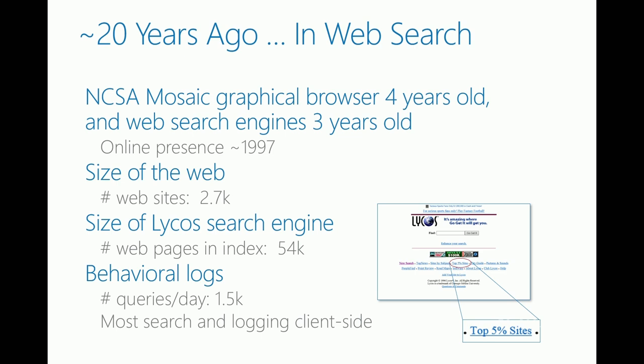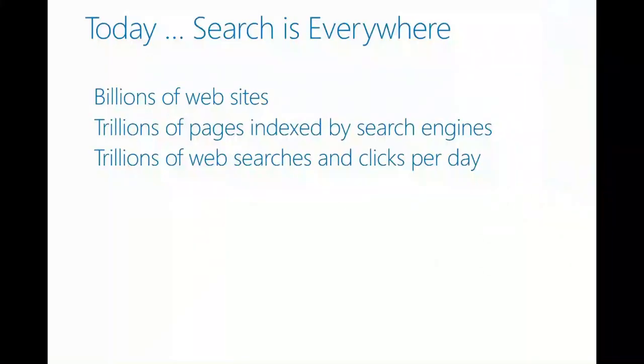And the revolution of increasing the size of the web, increasing the number of pages indexed by web search engines, and most importantly, by having this feedback loop of what it is that people do, has changed things just tremendously. So today we have billions of websites, and trillions of web pages are indexed by modern search engines. There are trillions of web searches and clicks per day.